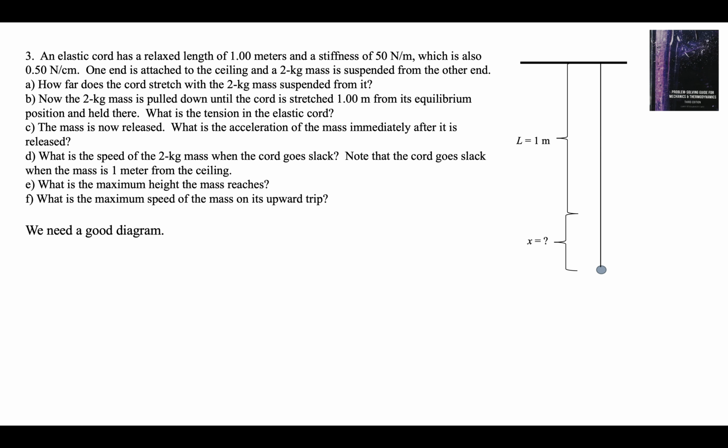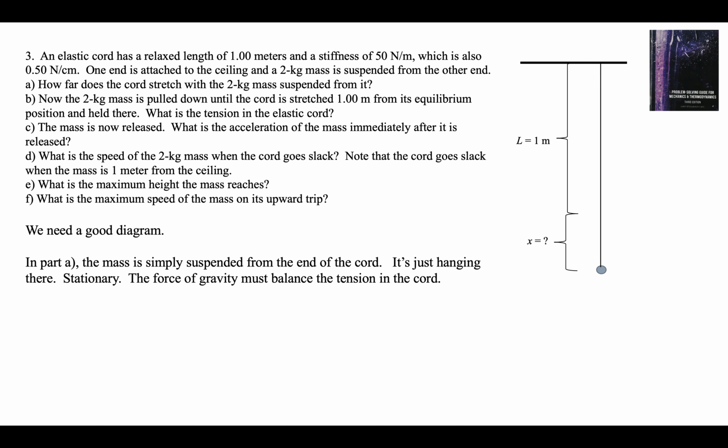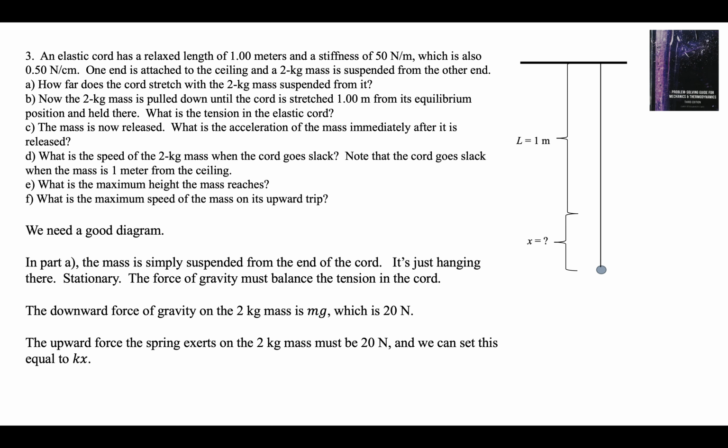What's the stretch when a 2 kilogram mass hangs from this cord that has a stiffness of 50 newtons every meter? It's just hanging there. It's stationary. The force of gravity must balance the tension in the cord. The downward force of gravity on the 2 kilogram mass is mg. g is 10 newtons every kilogram. The weight of that mass is 20 newtons.